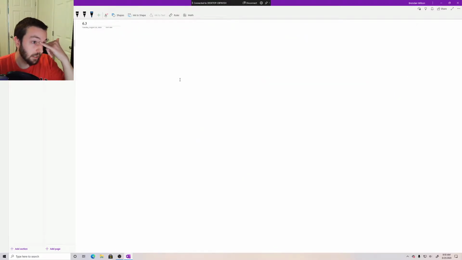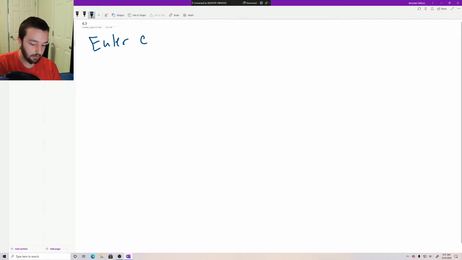So in 6.3, we're going to start talking about what's called an Euler path. And then in 6.4, we're going to start talking about what's called a Hamiltonian path. These are two special types of paths that are very important and were studied intensively by their namesakes. So this section is actually called Euler circuits. But first, we're going to talk about Euler paths.